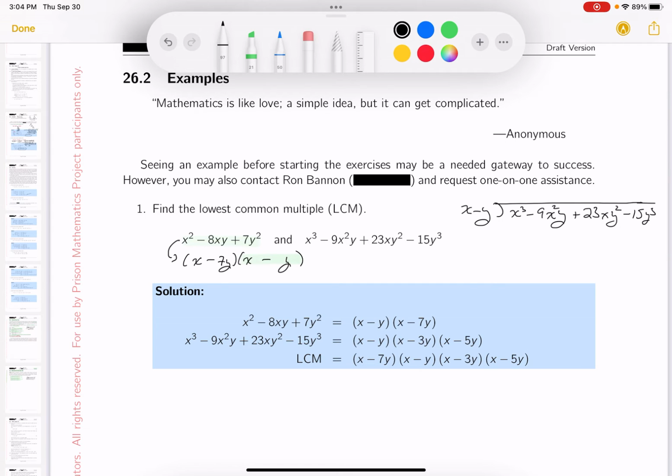So let's take a look. What times x gives you x cubed? x squared. Now, someone says you don't have any place to put it. I'll just put it on top. What do you get over here? x cubed. And then what do you get? You get minus x squared y.